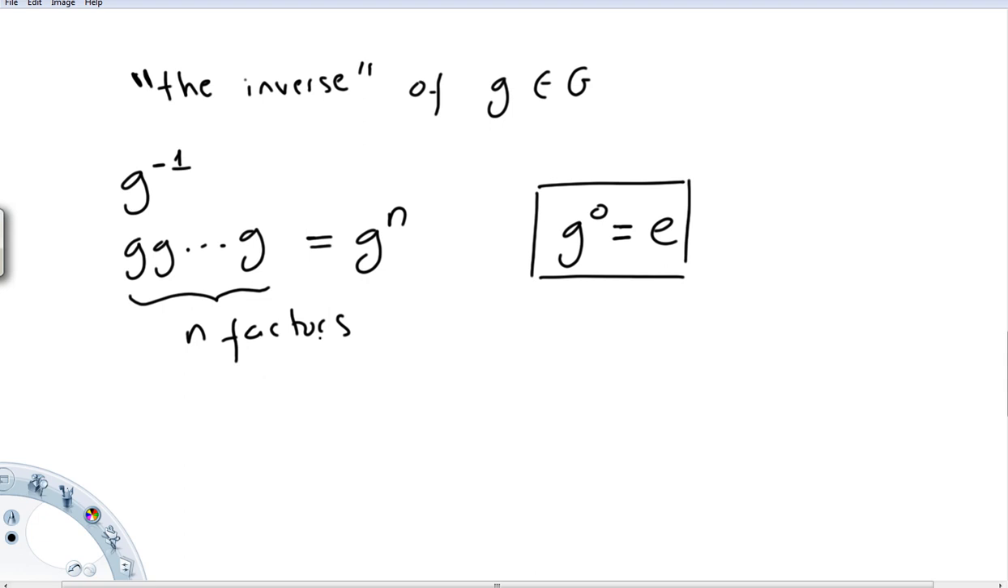If n is negative, then we say G to the power of n equals the inverse times minus n.